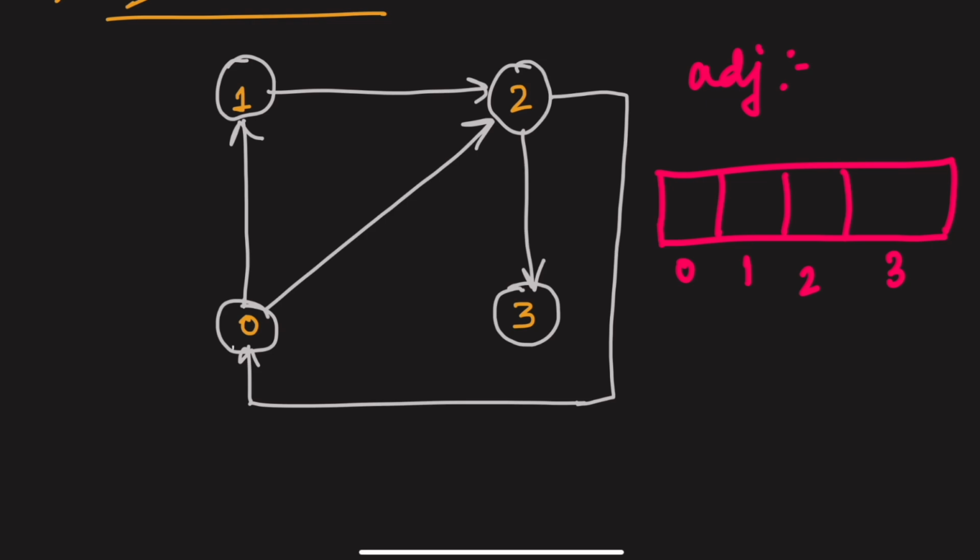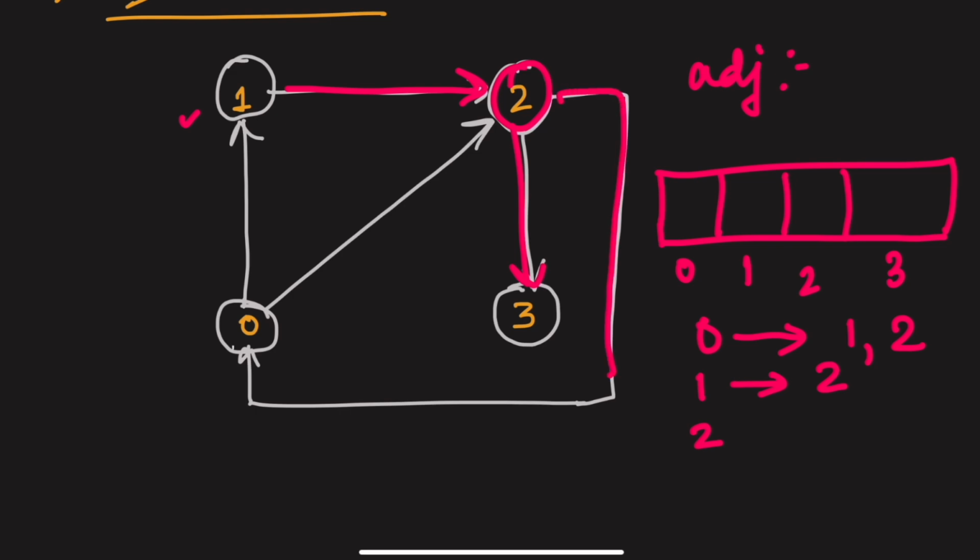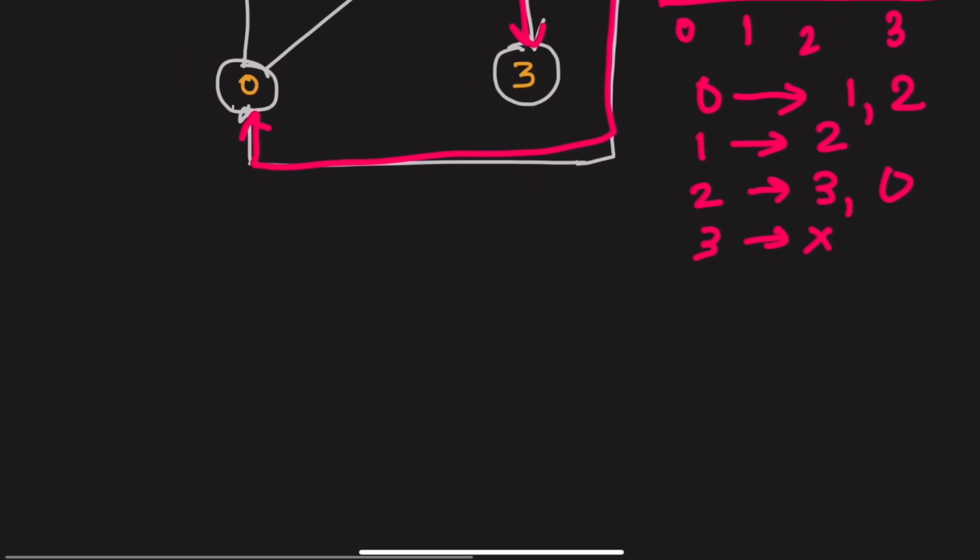So if you see, from the 0th node we can go to 1, and we can go to 2. So from 0 we can go to 1 and 2. So from 1 we can go to 2 and nowhere else. Okay, now from node 2 we can go to 3 and we can go to 0, and from node 3 we cannot go anywhere. Okay, so now we have our adjacency list ready. So we can go back.